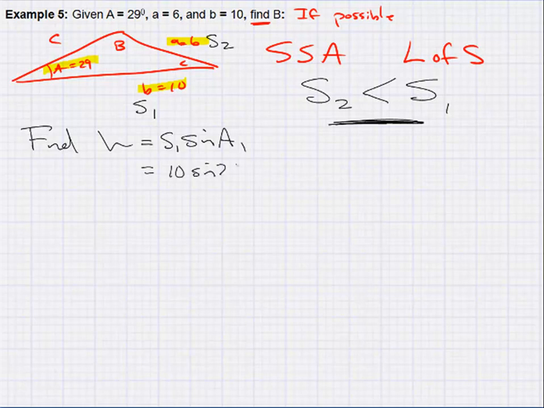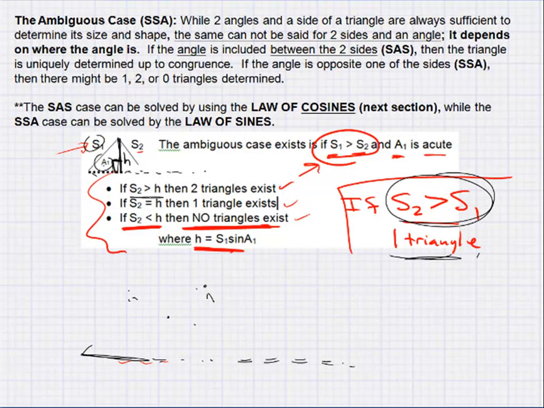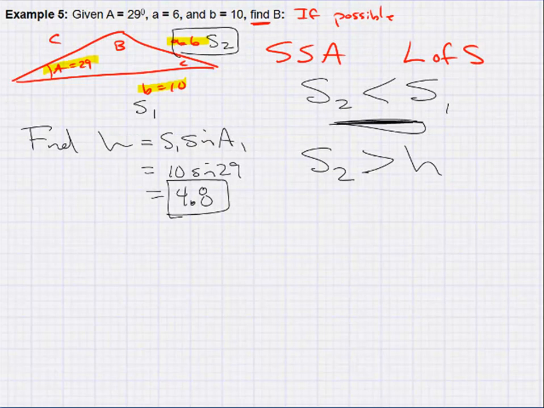So h is calculated by side 1 times the sine of angle 1, which in this case is 10 times the sine of 29. So I plug that in my calculator. I come up with 4.8. So if I compare 4.8 to side 2, I find out that side 2 is bigger than h. If side 2 is bigger than h, if you follow my chart again, you have two triangles.